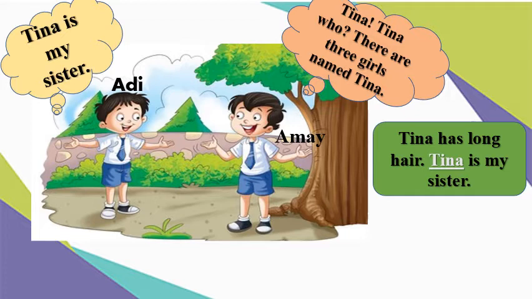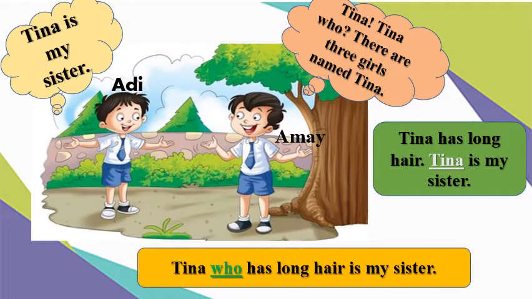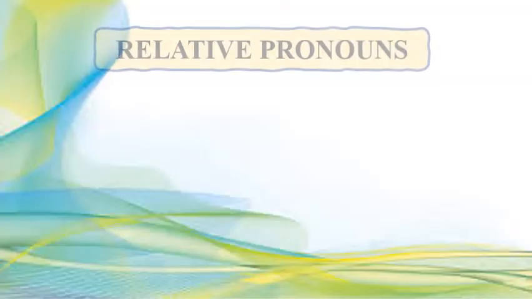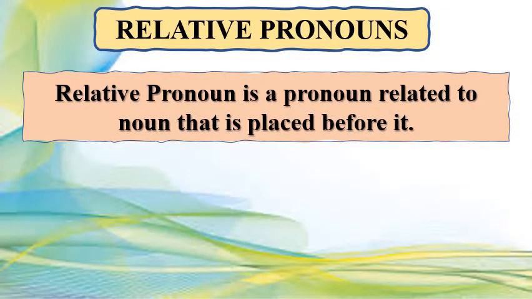So yes, we can modify this sentence with the help of the relative pronoun. What is that? Tina, who has long hair, is my sister. Here we have replaced Tina with the pronoun who. So here we have used words in place of nouns to express functions relating to who, which, that, whose, whom. So what are relative pronouns? A relative pronoun is a pronoun related to the noun that is placed before it.